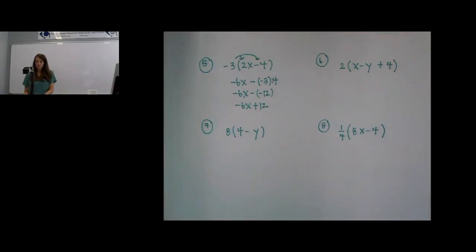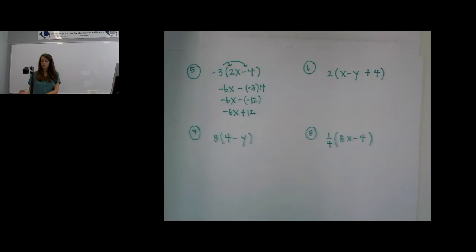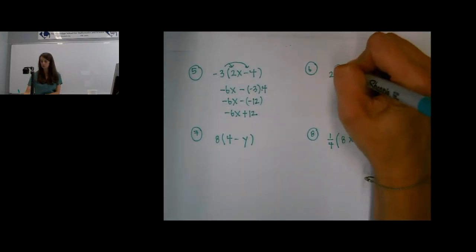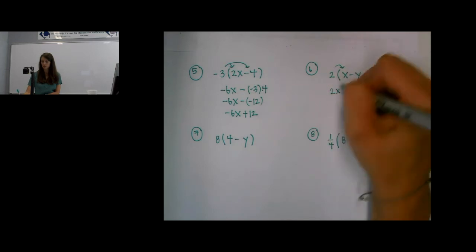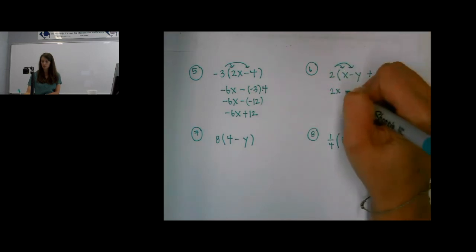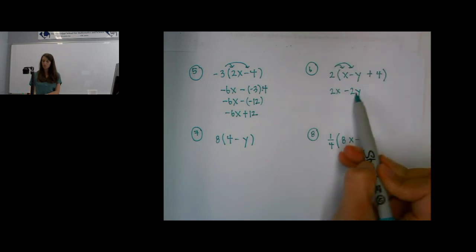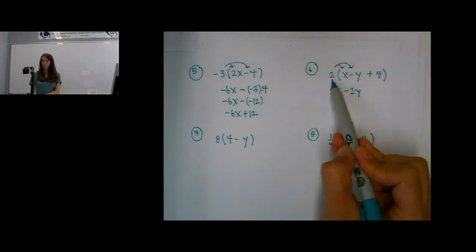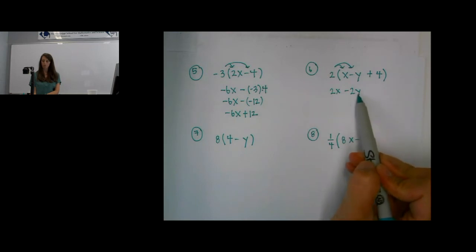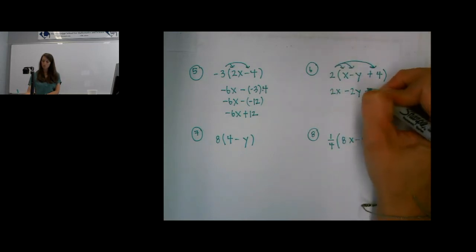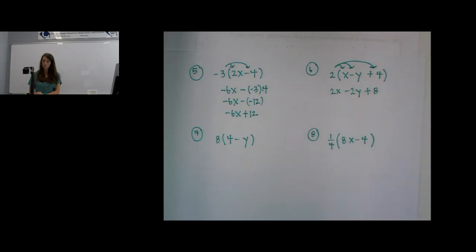Okay, so for this next one, I want to multiply 2 times everything inside of that parentheses. So 2 times x, which is a 2x. 2 times negative y, which is a negative 2y. And remember, you always write the coefficient, so you're always going to write that number in front of the variable. And then 2 times 4, which is an 8.